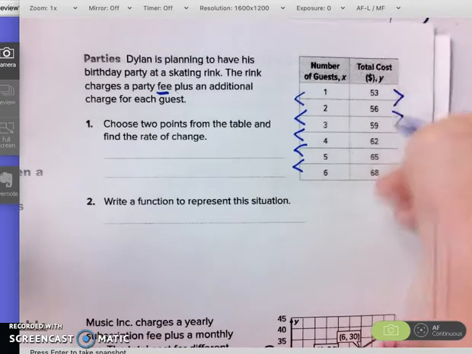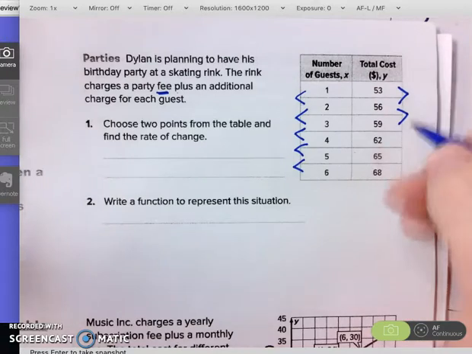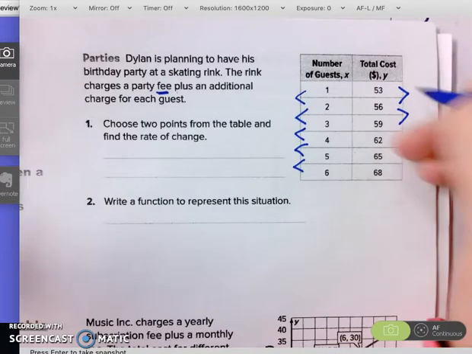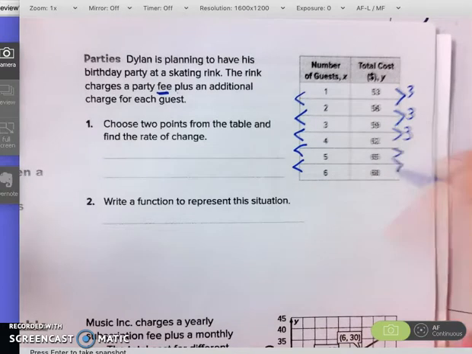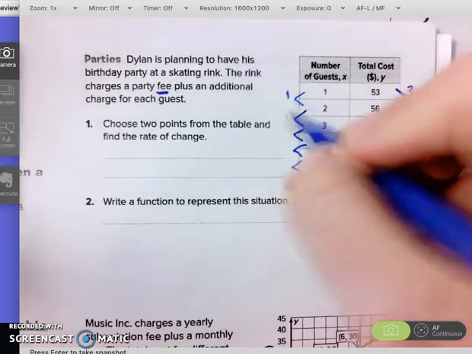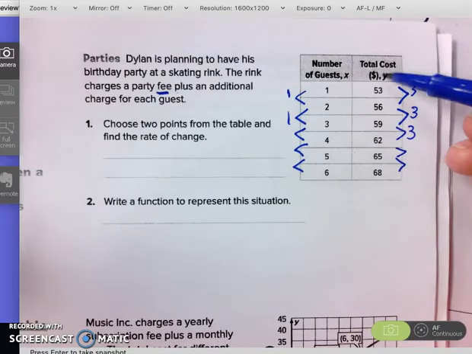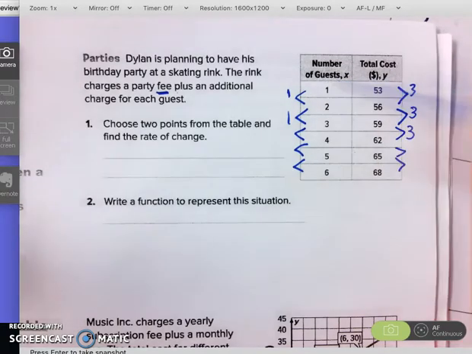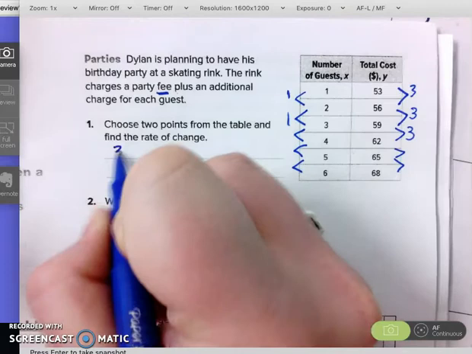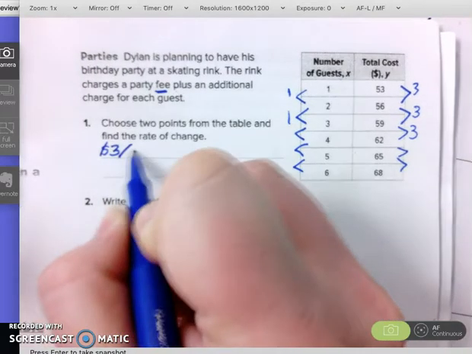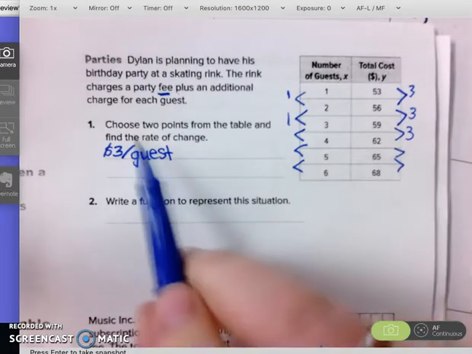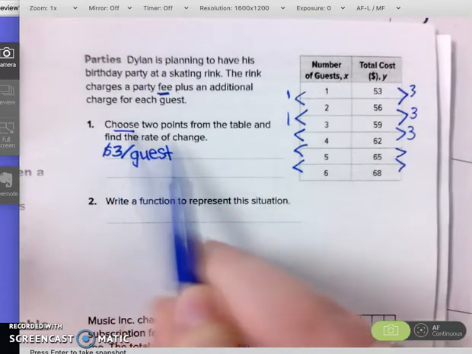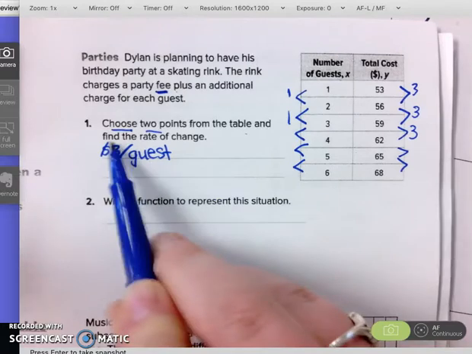So the rate of the change is going to be the difference of your y. So this column, I'm adding 3 each time. And this one I'm adding 1. So that means $3 per what? $3 per guest. That is when I choose 2 points from the table to find the rate of change.